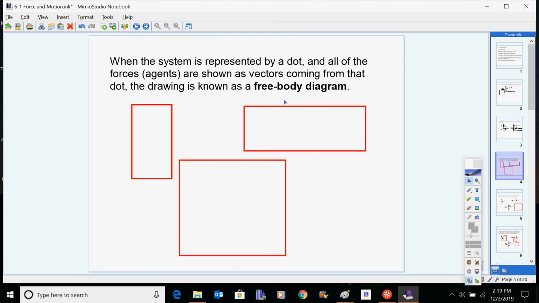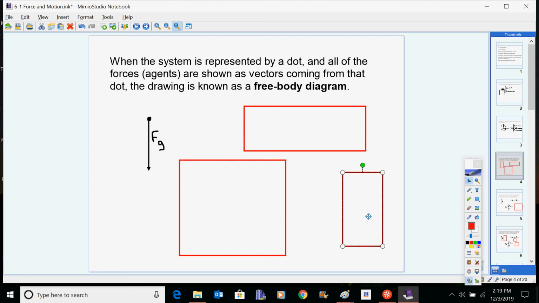Now that drawing that we talk about where you have the forces all showing is called a free body diagram. Okay. When the system's represented by a dot and all the forces are shown, it's a free body diagram. And yes, that is on your sheet. And yes, there are some free body diagrams on here, but I want to talk about what things represent. So you've got this one.